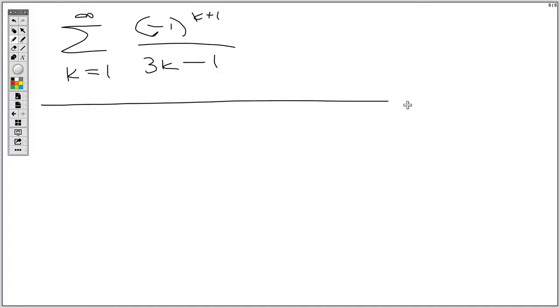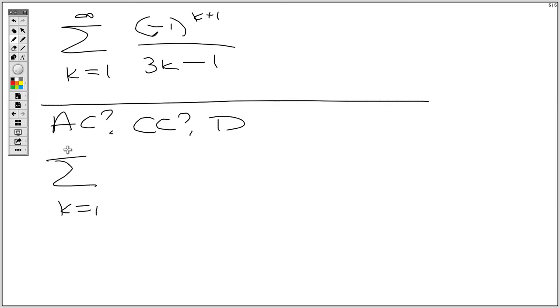So we want to determine is it absolutely convergent, conditionally convergent, or divergent. And so we'll go for the gold first. If the series is absolutely convergent, then it's automatically convergent and we're done. Let's check out the series we get looking at the absolute value of the terms.